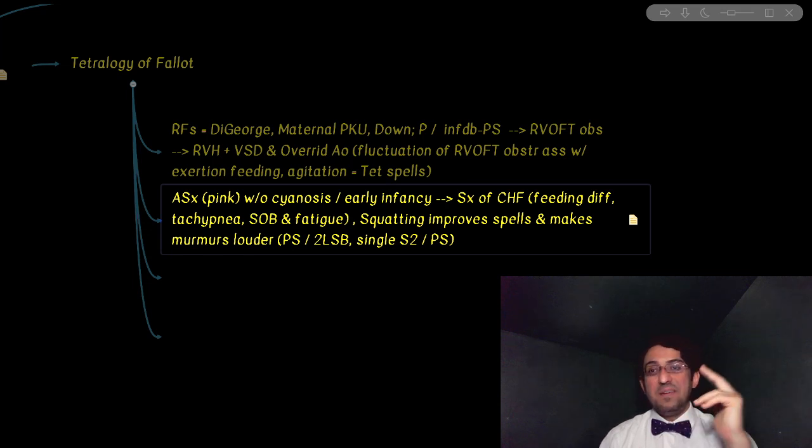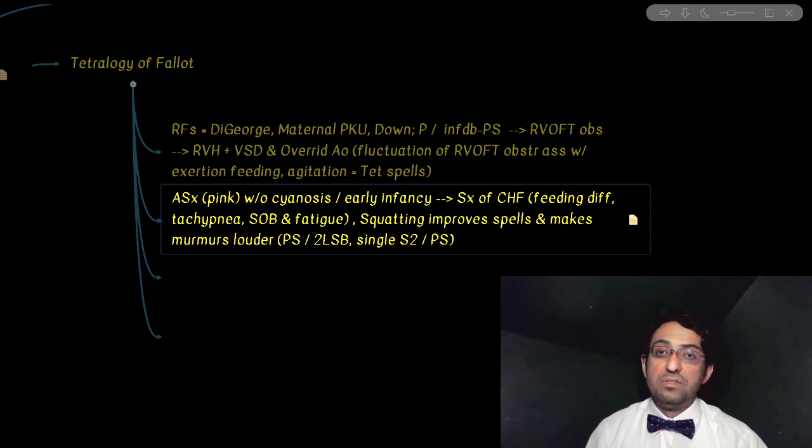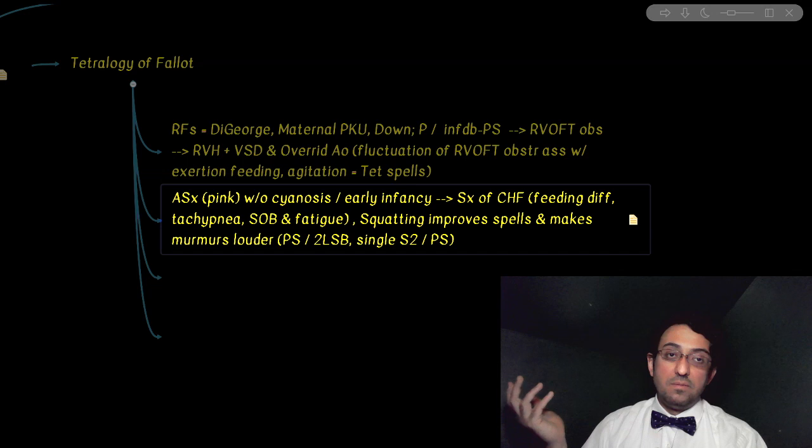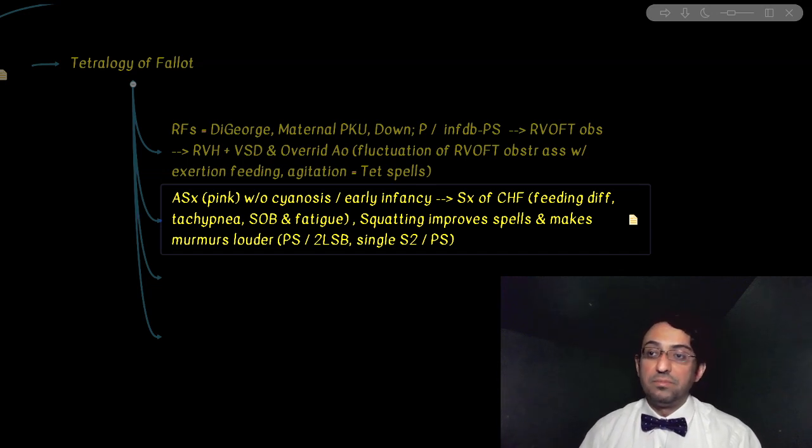Now, if the same kid with these morphologic features of Down, such as furrowed tongue and upslanting palpebral fissure and harsh systolic murmur, has a single S2, what is the diagnosis? This is tetralogy of Fallot. What's the cause of harsh systolic murmur here? That is the pulmonic stenosis.